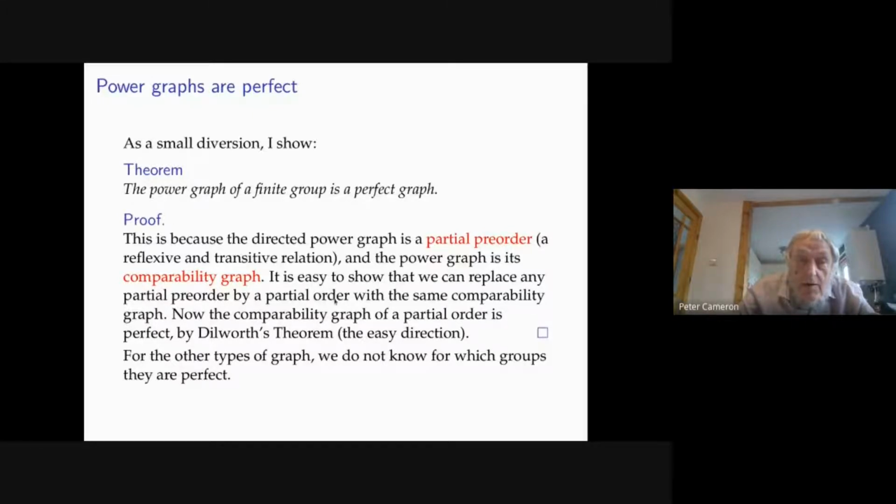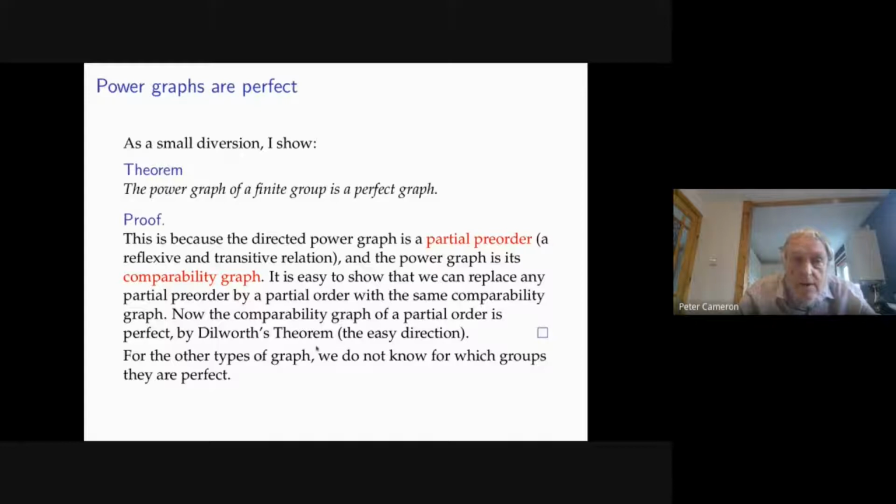We can replace that partial preorder by a partial order without changing the comparability graph, just by taking the equivalence classes. The relation that says x is equivalent to y if x is less than or equal to y and y is less than or equal to x is an equivalence relation in a partial preorder. In the equivalence classes everything is joined in both directions, so we simply take a total order of each equivalence class, and that gives us a partial order on the whole thing. So a power graph is the comparability graph of a partial order.